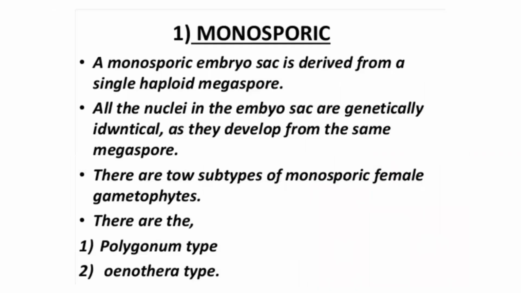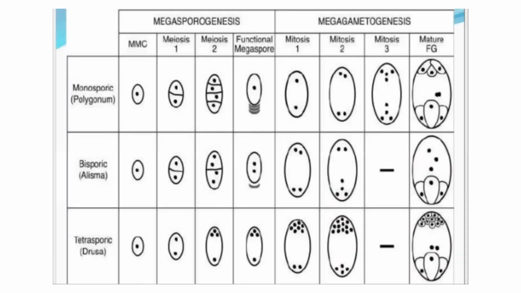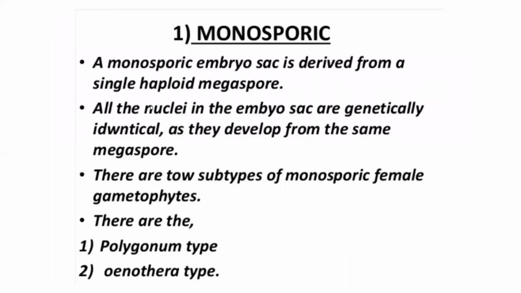In the monosporic type, the embryo sac is derived from a single haploid megaspore. The megaspore mother cell is common for all, meiosis 1 and meiosis 2, but the arrangement is different. So all the nuclei in the embryo sac are genetically identical, as they develop from the same megaspore. There are 2 subtypes, Polygonum and Oenothera.